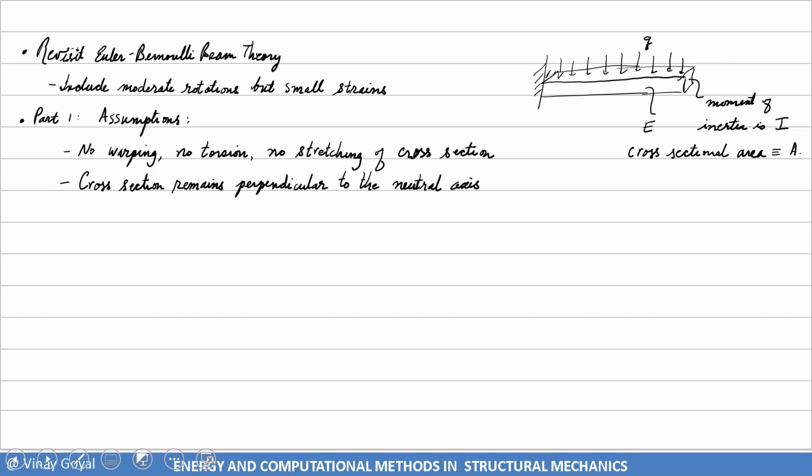Which means that if this is the one direction, that's the three direction, gamma 1,3 must be equal to 0. No stretching means that epsilon 3,3 is equal to epsilon 2,2, which equals 0. And so then I can come up with the deflection assumptions, the displacement assumptions for this theory.